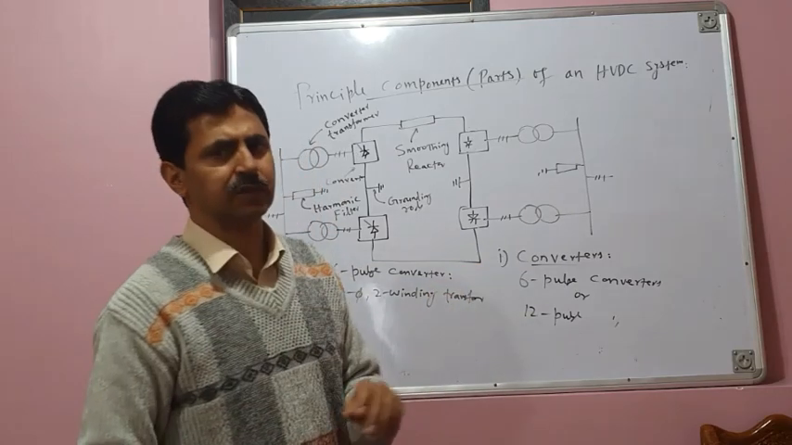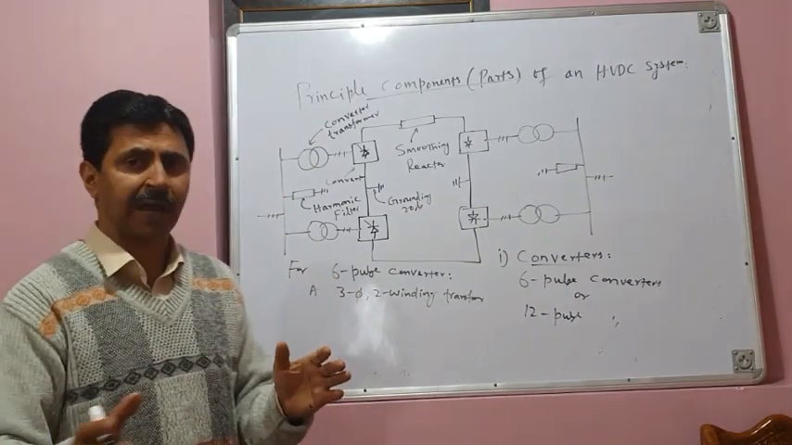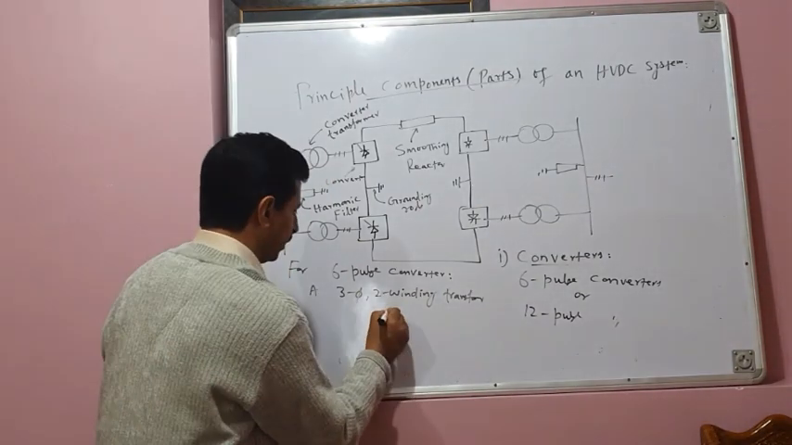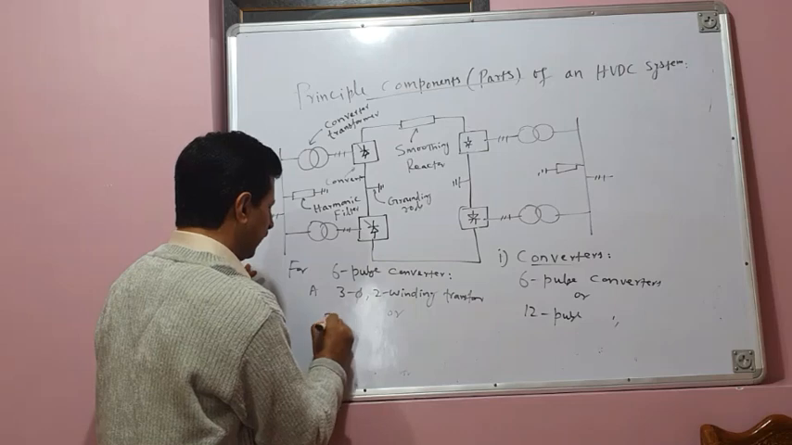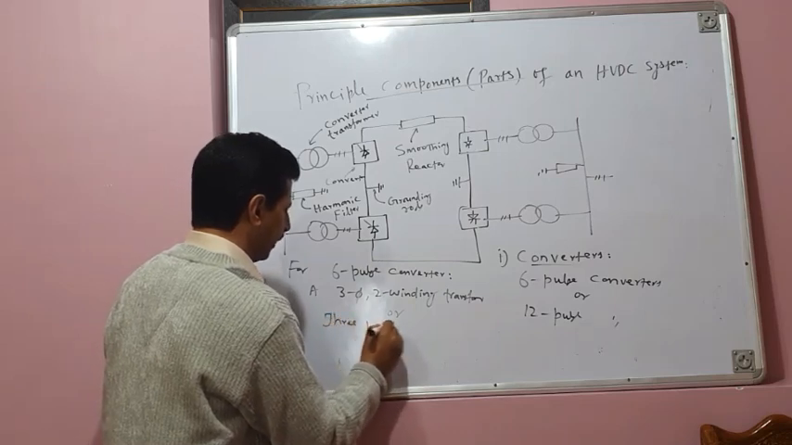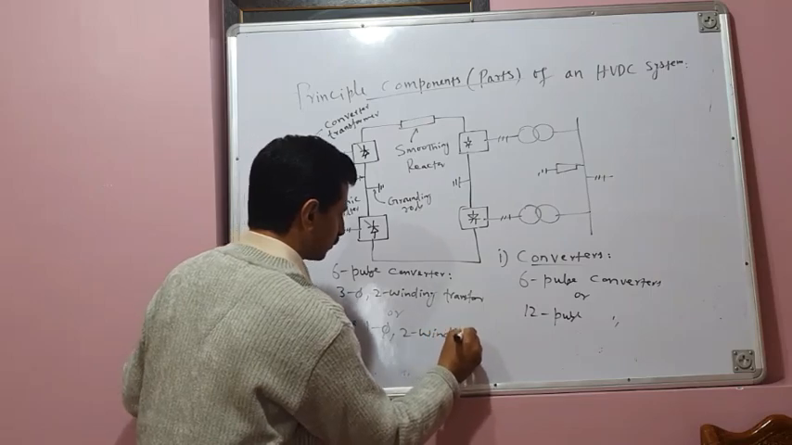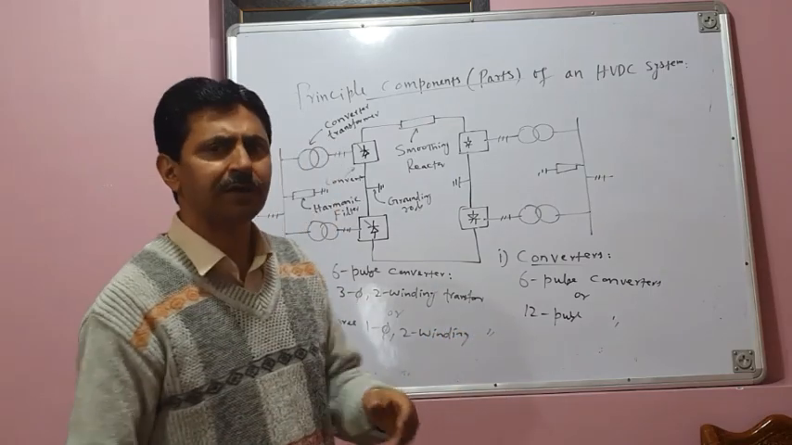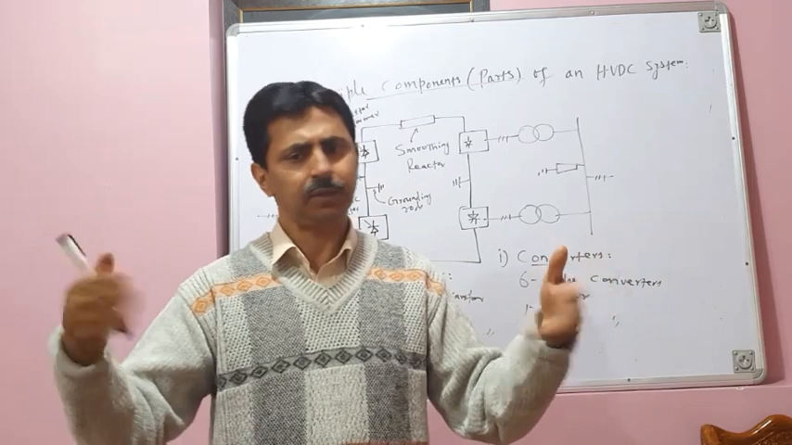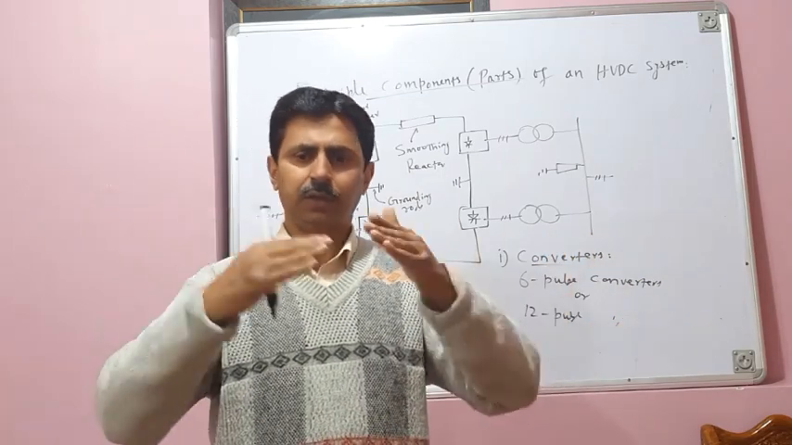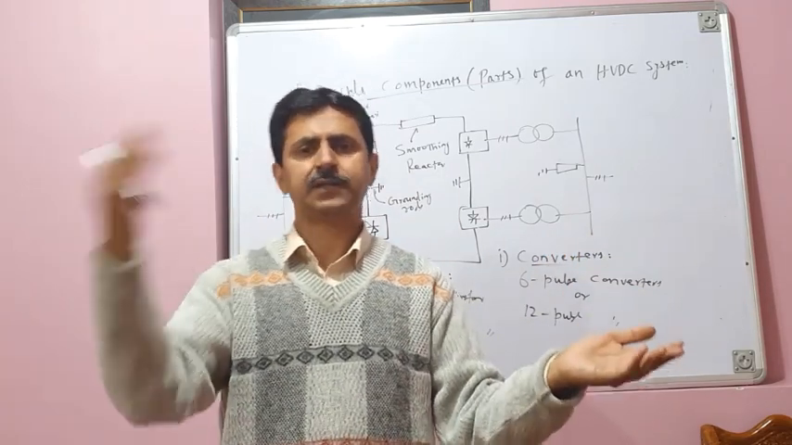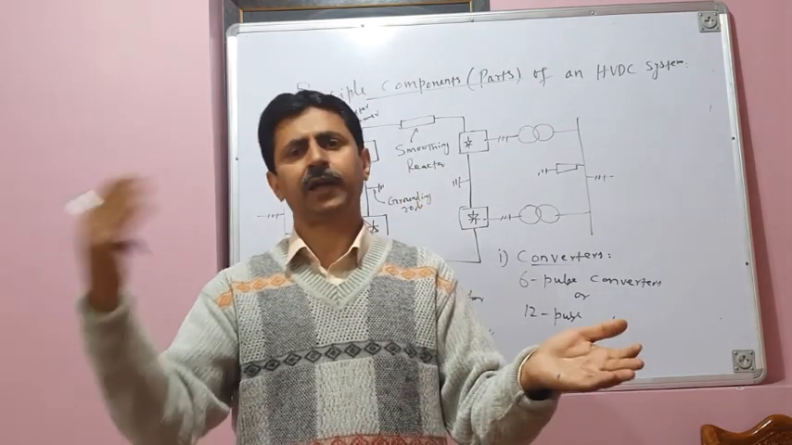So you use a 3-phase 2-winding transformer, or if you use a bank of single-phase transformers, then you use 3 single-phase 2-winding transformers, 3 transformers. If you have a 3-phase transformer available, use a 3-phase transformer. 3-phase 2-winding transformer: primary winding and secondary winding, that is, low voltage winding and high voltage winding.